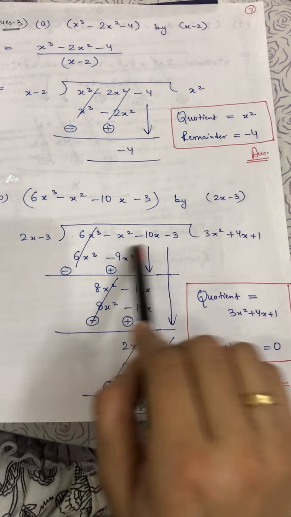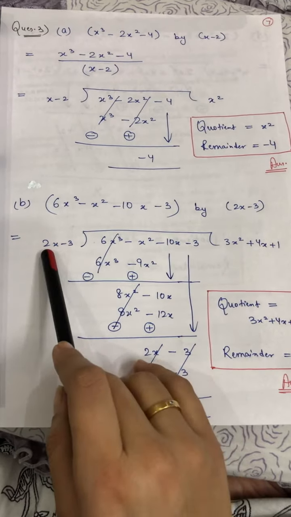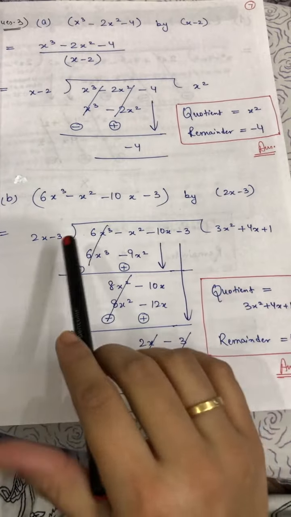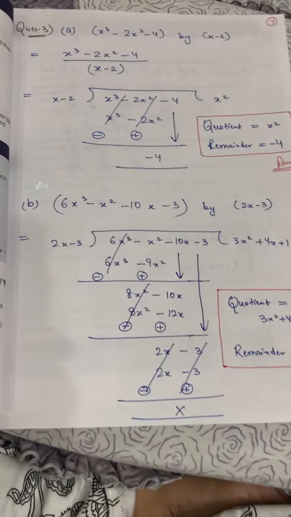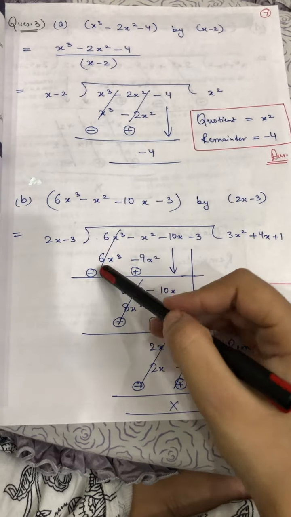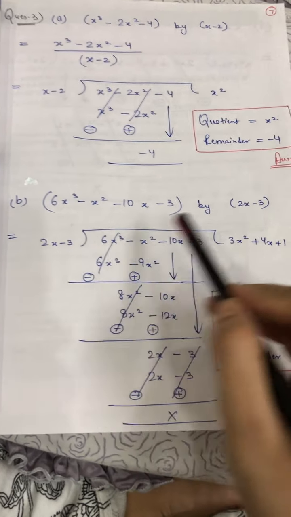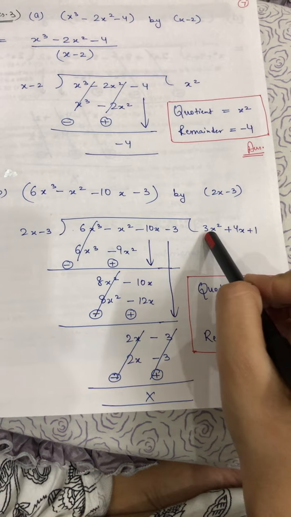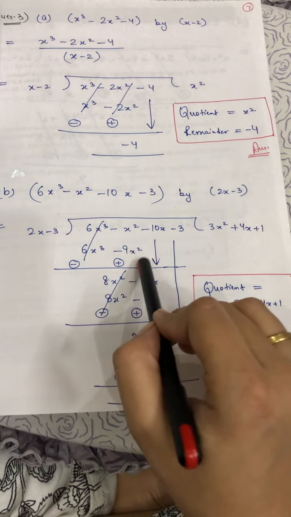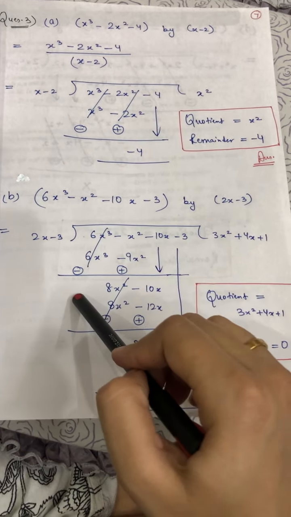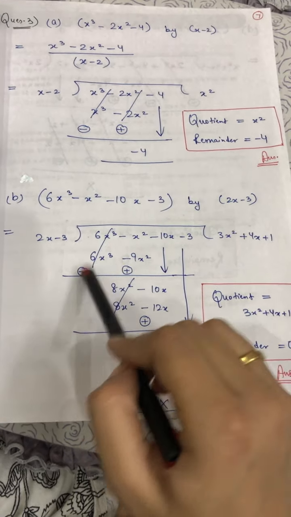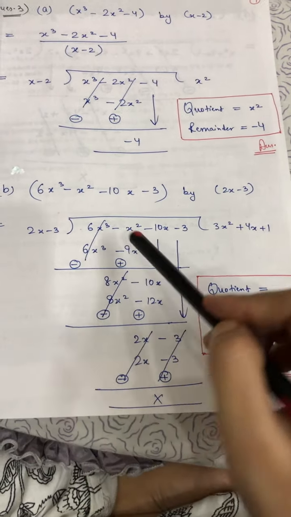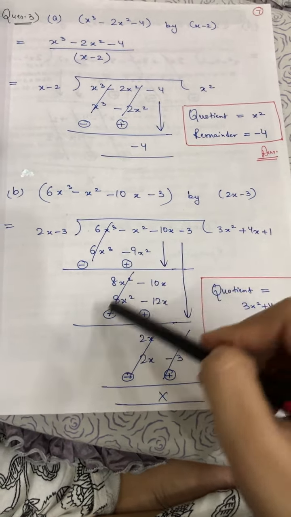Write this term here and this term here. Now you have to see by which term you have to multiply so that the first term will get cancelled. So first of all you will multiply with 3x square. It is coming 6x cube minus 9x square. This term will get cancelled. Oppose the sign and then cancel it. Then do subtraction or addition here.